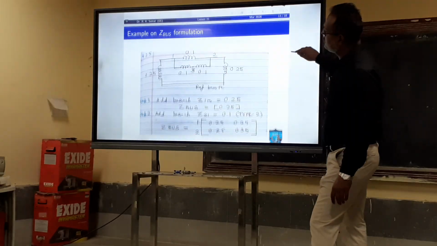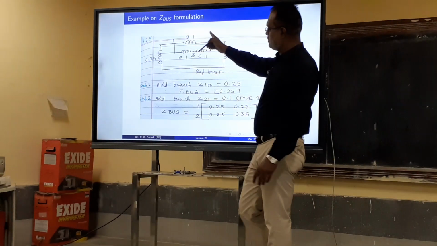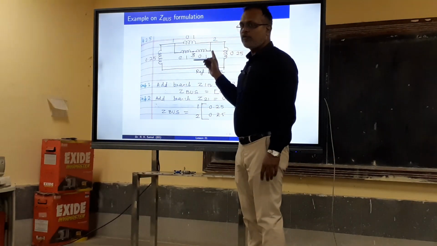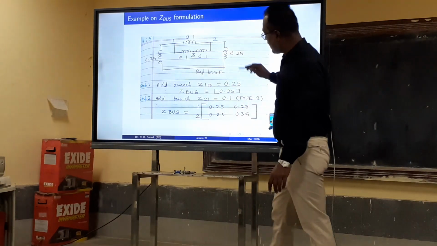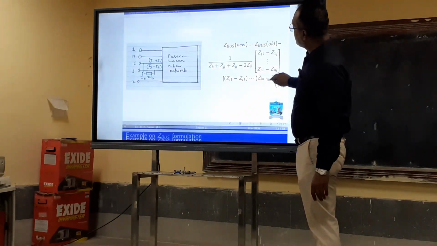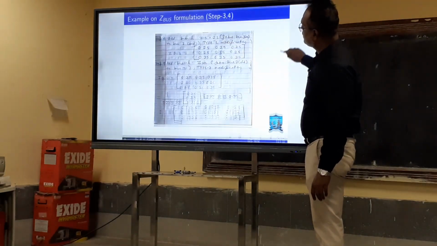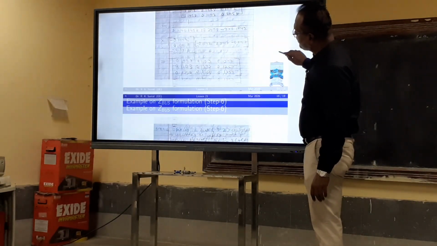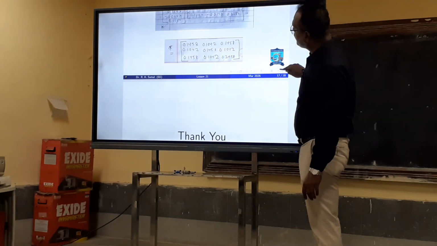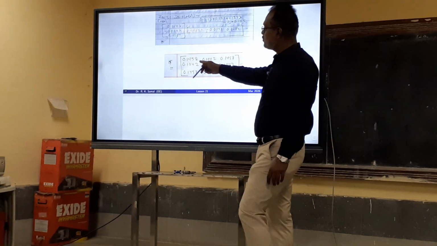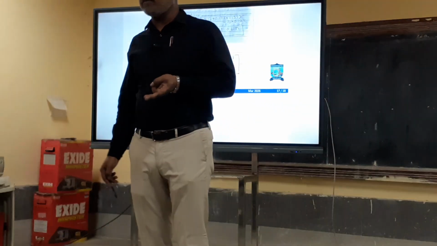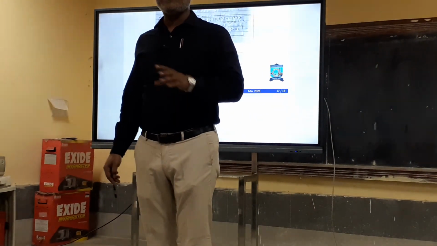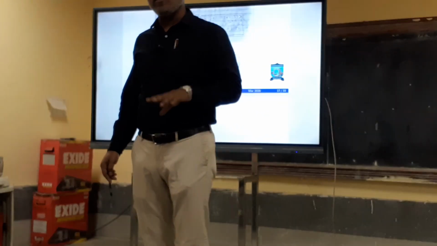This is one example. Suppose this is a network. For this network, build Z bus using the Z bus algorithm. So what are the steps? These are the steps, implementing these steps. All the steps I have written here. Eventually the Z bus is configured like this. Since it's a 3-bus system, it's a 3x3 Z bus. It's not sparse. Y bus is sparse, but Z bus is not sparse. All the elements are filled.